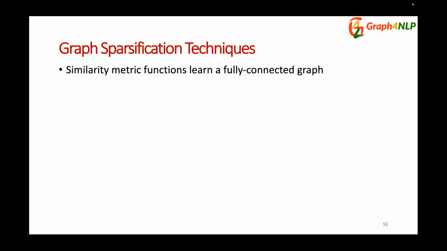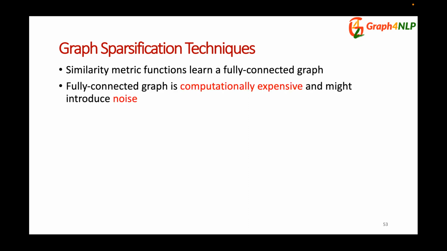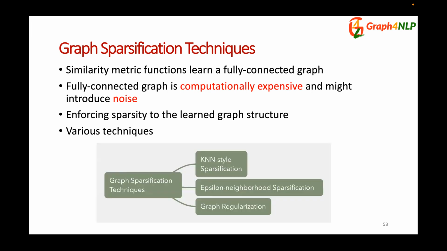Okay, right. Now let's move to the graph sparsification techniques. So far, we have seen some similarity metric learning functions which can learn a fully connected graph. However, a fully connected graph is computationally expensive and might introduce noise. We might want to enforce sparsity on the learned graph structure to obtain a sparse graph by leveraging various techniques, which we will introduce next.